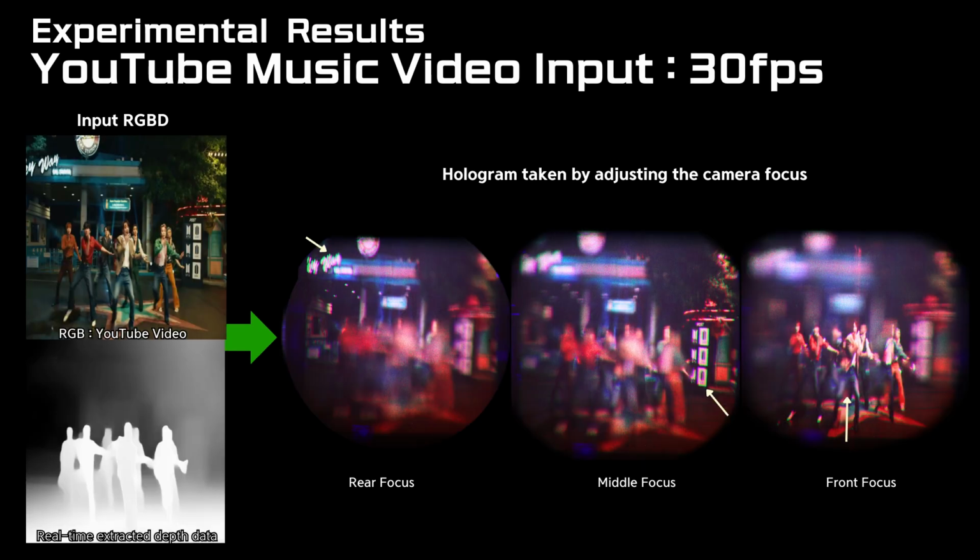This slide is a holographic image that extracts depth from a YouTube video and reconstructs it in real time through the RHP system. As you adjust the camera's focus, you can see that the image changes to rear focus, middle focus, and front focus. The QR code below is a link to a demo video of the RHP24 system.